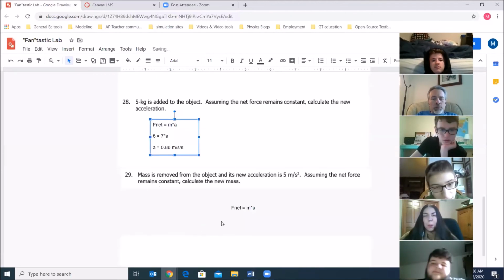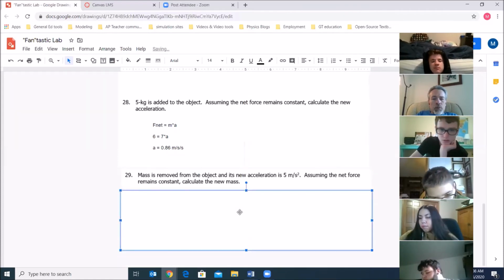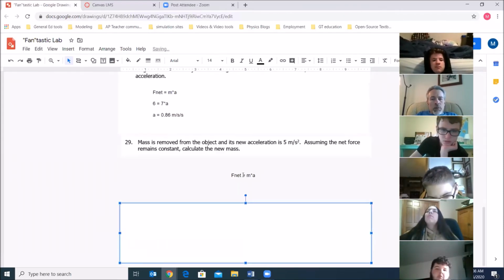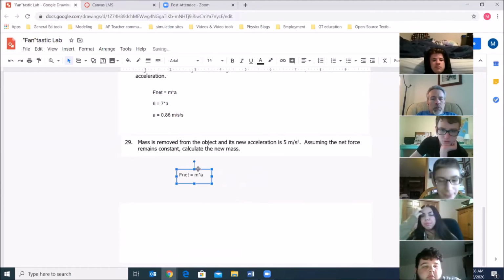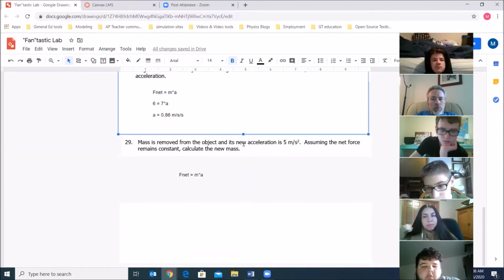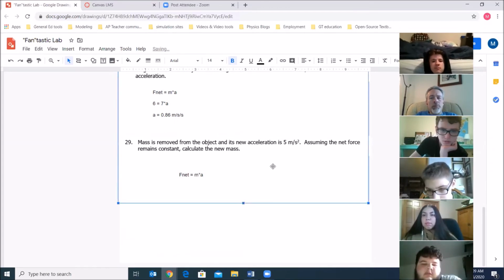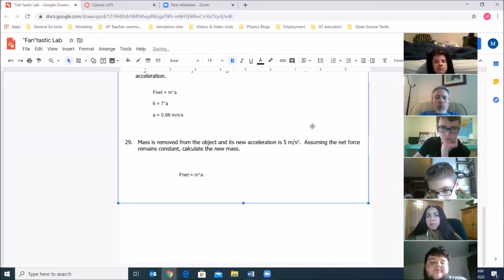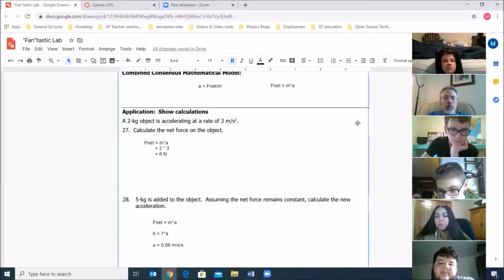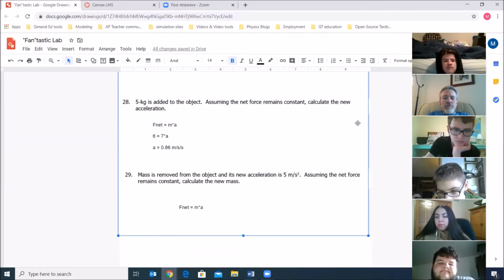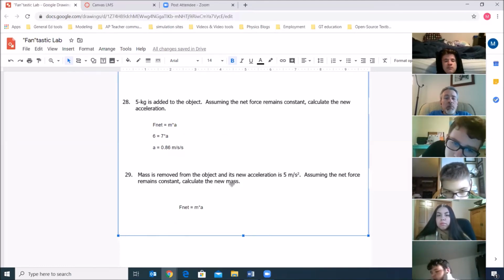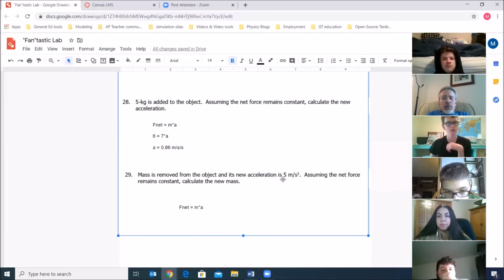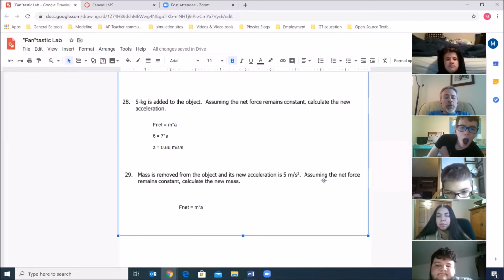Okay, the last one. It says now the mass is removed from the object, so evidently it must be 2 kilograms again. Oh, wait, no, maybe not. It says calculate the new mass. So we just know there's some mass taken off the object, and it says its new acceleration is 5 meters per second squared. Assume the net force is constant. Calculate the new mass.